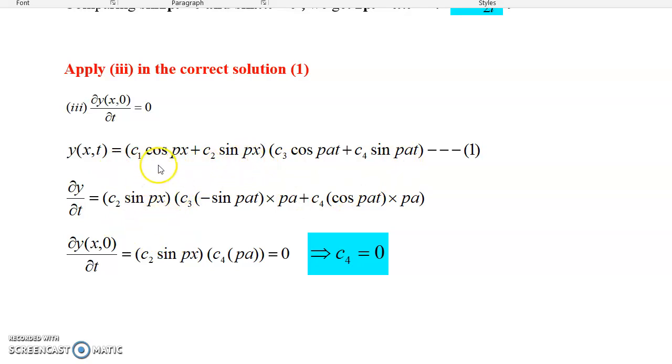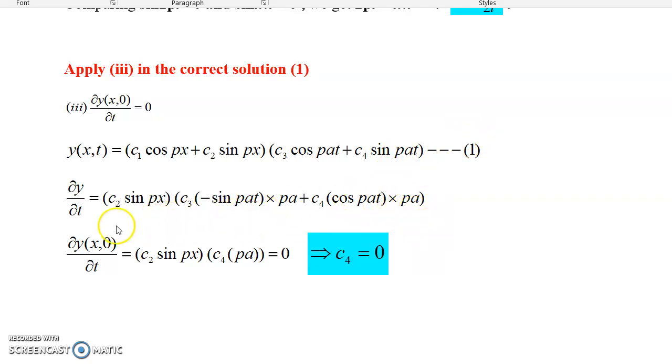C2 sin px, because C1 we already got 0. We are not writing that. Now differentiate the t term with respect to t. So cos, when we differentiate, we get minus sin pat into pa. Sin pat, when we differentiate, we get cos pat into pa.